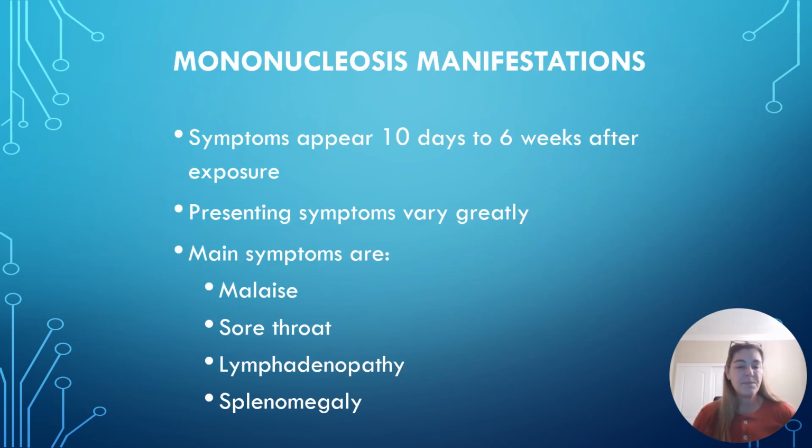Symptoms can appear anywhere from 10 days to 6 weeks after exposure. So it could be a long period before you actually see the symptoms or any kind of expression of the disease. And the symptoms that you do see vary greatly, from something you can attribute to a common cold, to something more serious than that, like a sore throat. Usually the symptoms include being lethargic, not having any energy, having a sore throat, and having swollen lymph nodes. And then, as we talked about, one of the marked or significant findings of mononucleosis is an enlarged spleen.